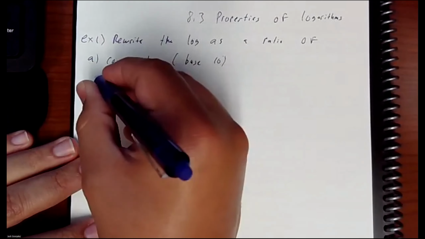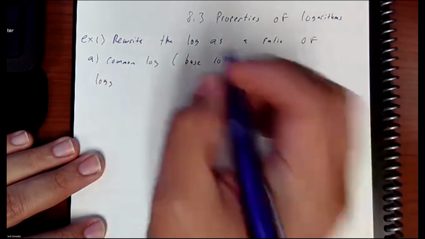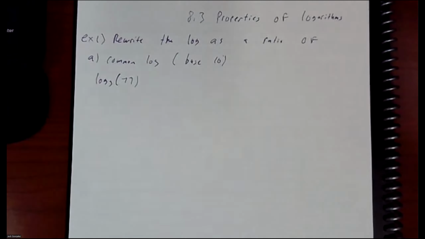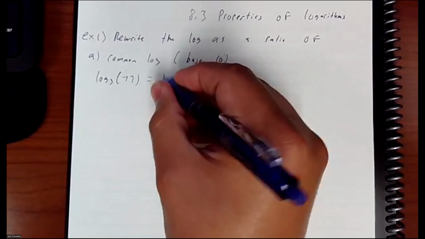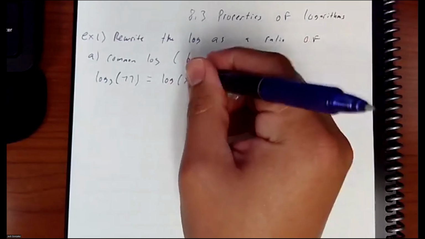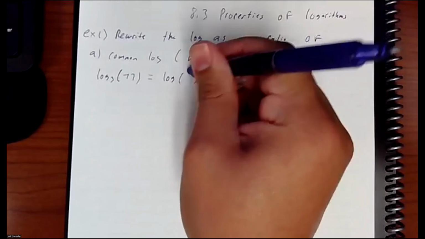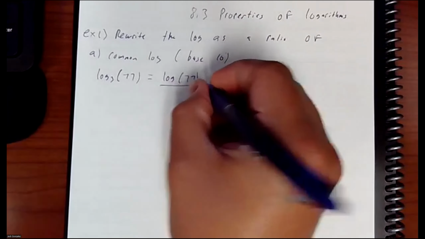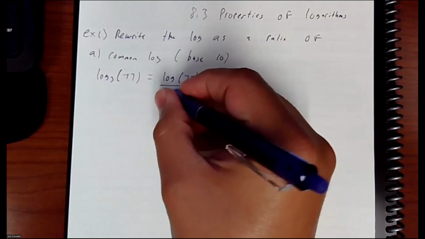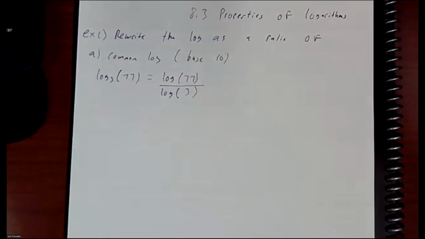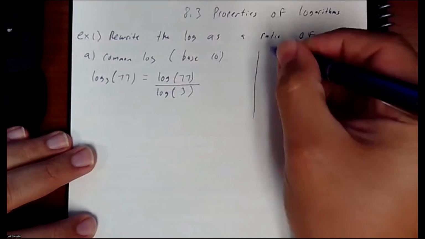So the question they have here is log base 3 of 77. So look at your formula. It says you can change it to any base. I'm choosing base 10. And then the argument goes here. Our argument is 77, divided by log base 10 of the original base, which is 3. So this is the formula. I'm going to write it over here.